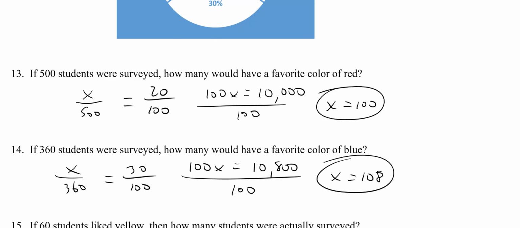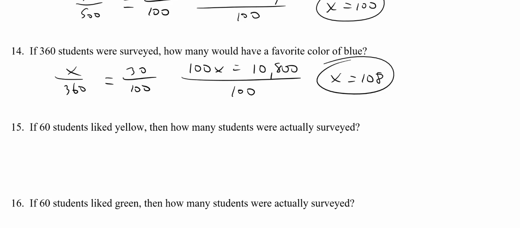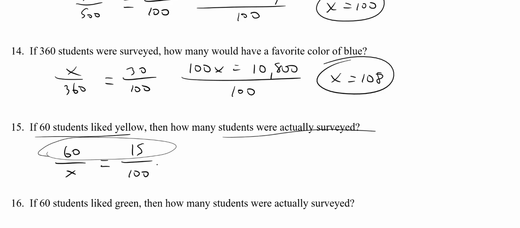Okay, so with these last two, I'm telling you how many students like yellow, and you've got to find out how many are surveyed, which is the bottom number. So once again, I'm looking at yellow. Yellow is 15%, so 15 over 100. And 60 like yellow, so 60 is on top, and I'm looking for how many surveyed. Remember, that's the same on top: 60 like yellow and 15 out of 100 like yellow. And on the bottom, it's out of 100, and I'm looking for out of how many were surveyed. Okay, so I cross multiply, so 15x equals 6,000. And divide by 15, so x is 400.